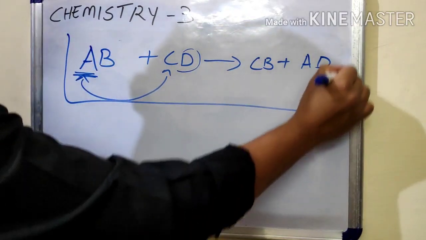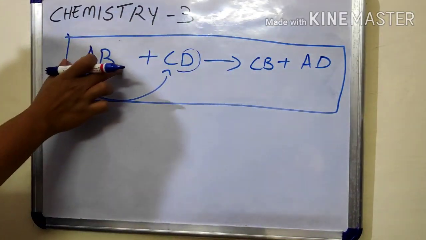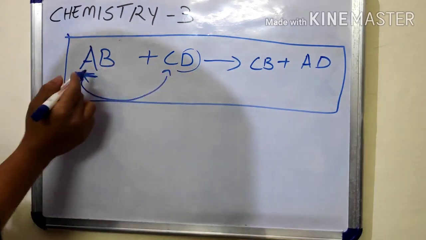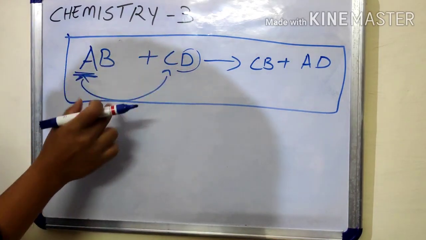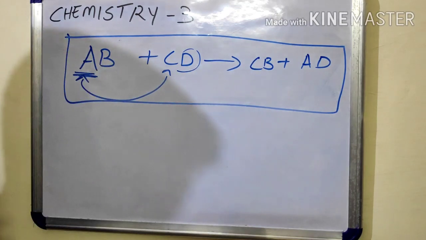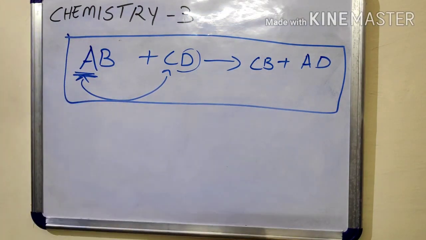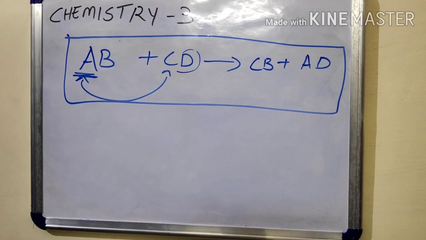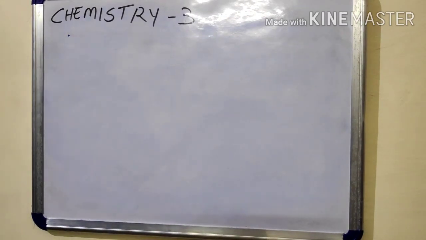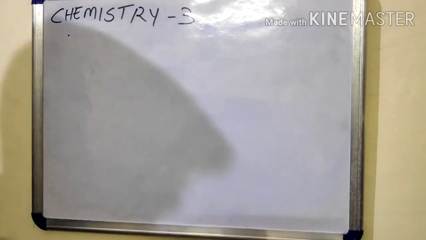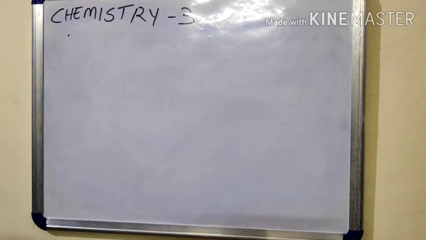So this is what you will get as your product. Write down this: AB plus CD will give you simply AD plus BC. So these two will interchange. The cations basically interchange their positions. So let us look at some examples. Now, while studying displacement reactions, you'll have to look at one more thing.